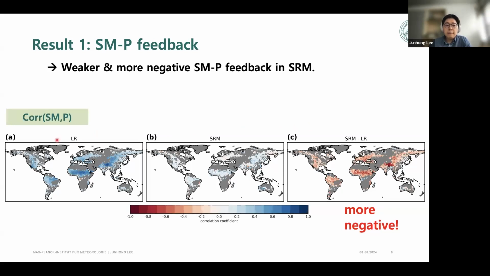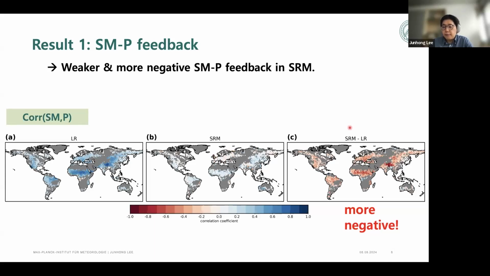If you look at the left one for low resolution, as you can see, the correlation coefficient is positive in all the areas, and you can see the hot spot over the Sahel region. But if you look at the middle, in the storm resolving simulation, this positive correlation is diminished almost to zero. And sometimes in places like over Europe, even the sign is converted to a negative value.